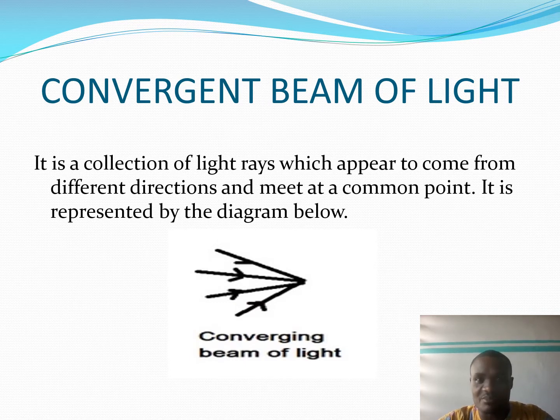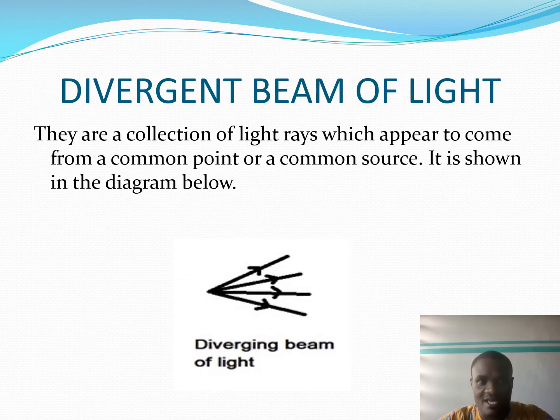And a convergent beam of light is also a collection of light rays which appear to come from different directions and meet at a common point. The diagram is what is over there. And a divergent beam of light is a collection of light rays which appear to come from a common point or a common source, and then are distributed.